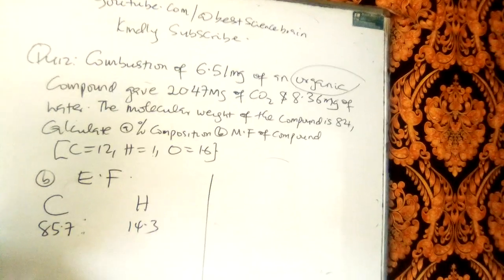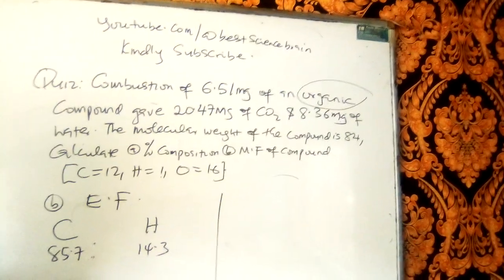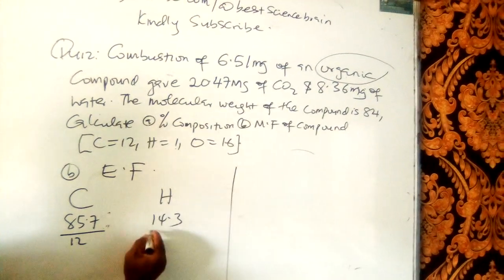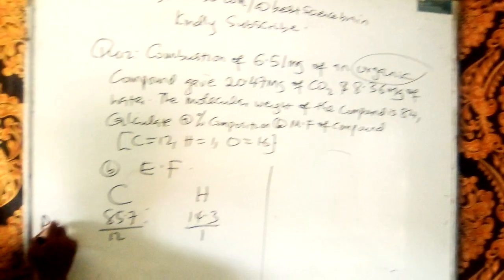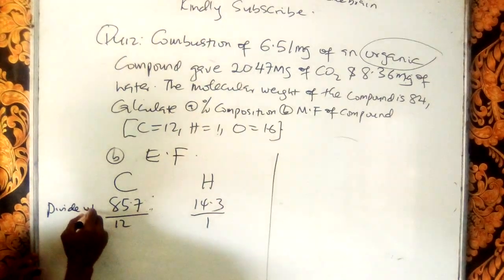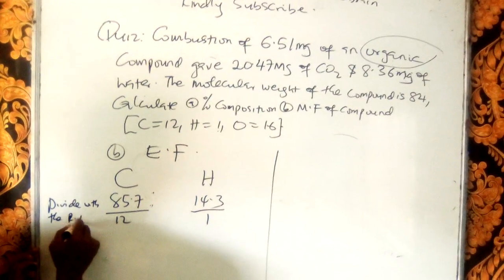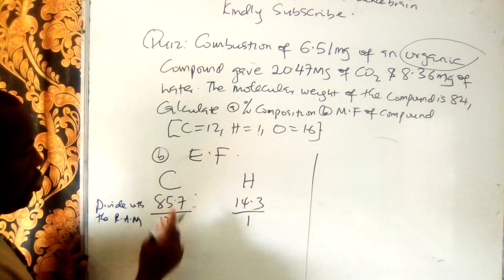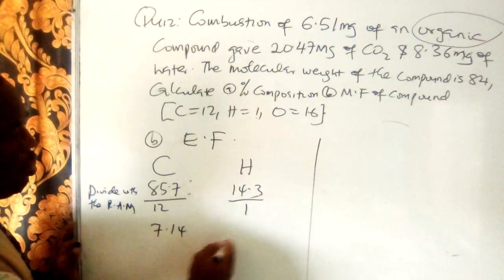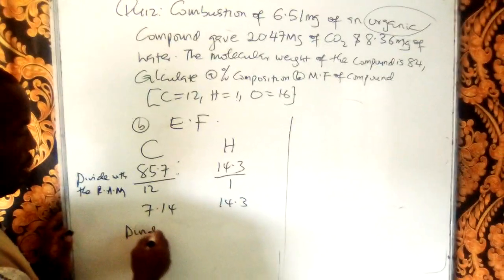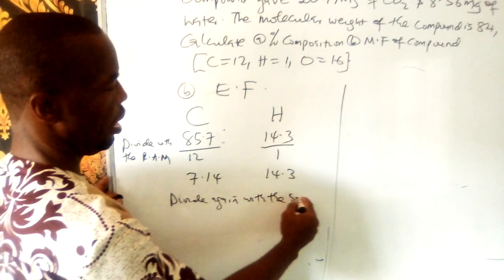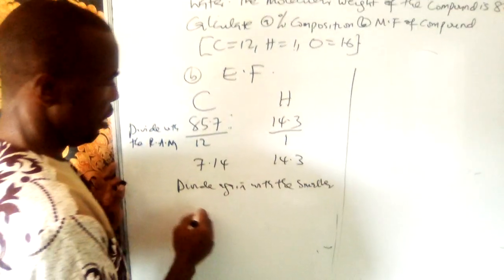hydrogen 14.3. The first step in getting empirical formula is dividing these percentages by the atomic masses. So divide with the atomic masses, or the RAM of each element, as we explained in our first video. When you divide this, we have 7.14, 14.3. The next thing you do, divide again with a smaller value. Out of the two ratios you obtain, divide by the smaller value.